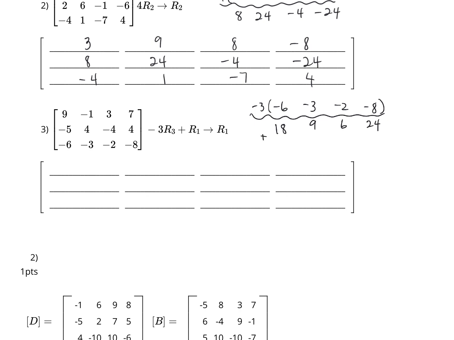Then we want to add row 1. So that's 9, negative 1, 3, 7. And that's going to give us our new row 1. So that'll be 27, 8, 9, and 31. So that's our new row 1. So 27, 8, 9, 31. And the other rows do not change.